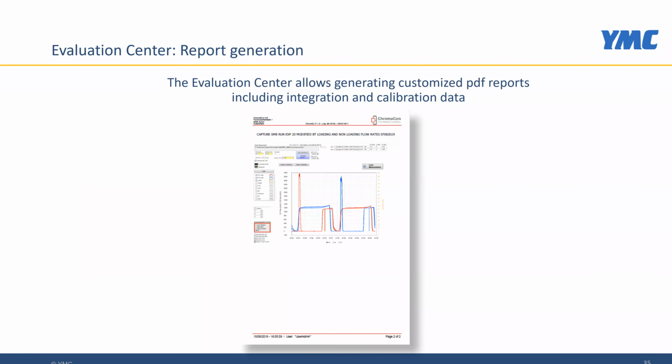And finally, we can use the evaluation center to generate reports for the run that has been operated. We can select what information to show in the report, so we can generate customized reports, for example, to include integration and calibration data.